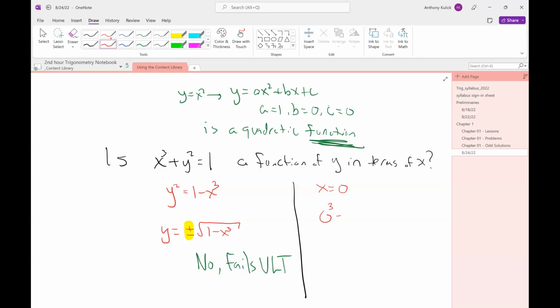So if I plug 0 in for x, I get that y squared is equal to 1. And when I square root both sides of that equation, I get two y values, positive 1 and negative 1. So what that's saying is that we have the point 0, 1 and the point 0, negative 1 that satisfy this equation. That can't be a function, right? We have 1 x going to 2 y's.